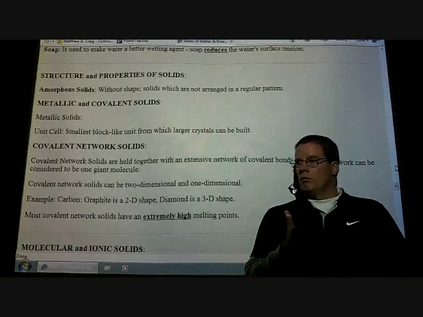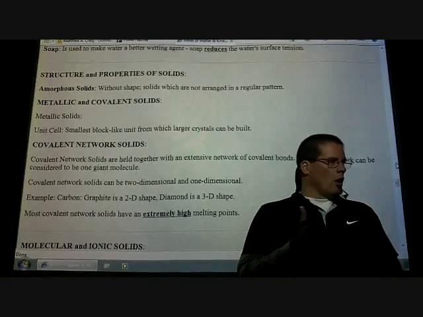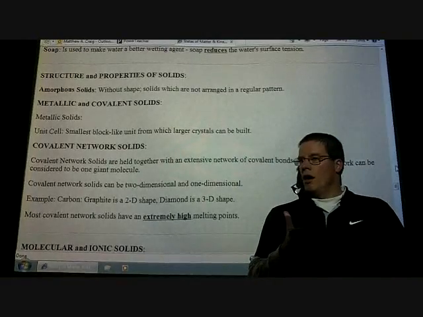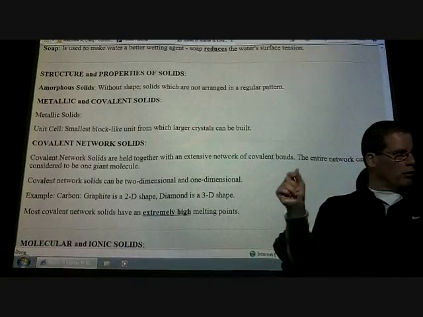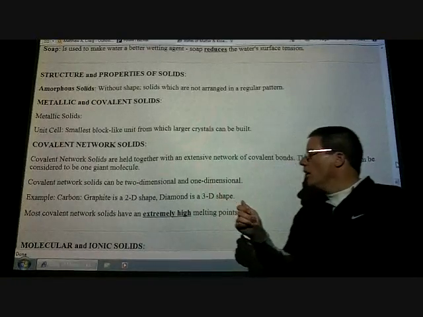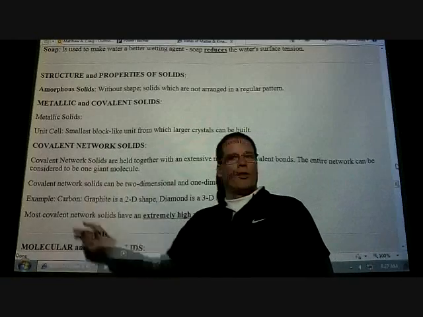Carbon, just carbon, after it's undergone a lot of pressure and a lot of energy. But diamond is made up of the same thing as the lead in your pencil. It's not really lead, but it's graphite. So those are examples of covalent solids.